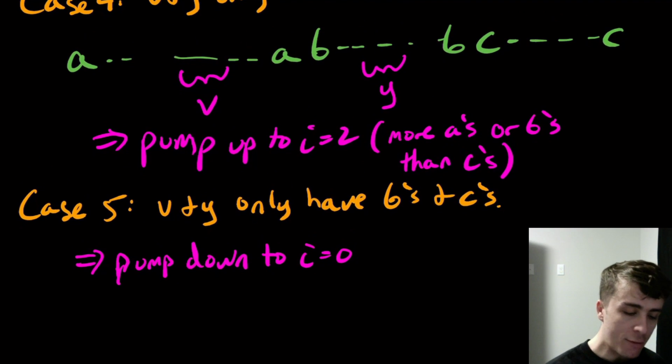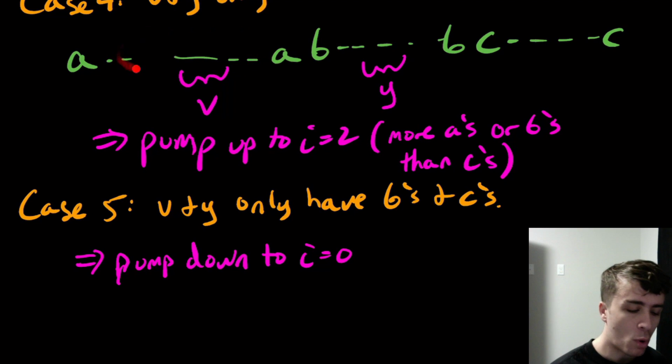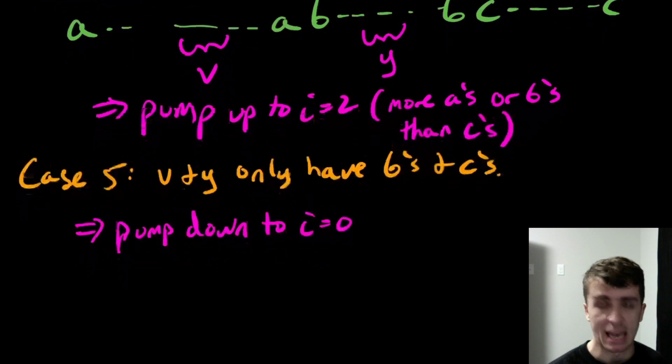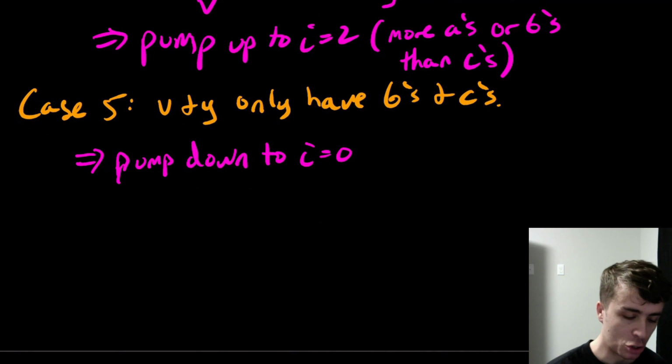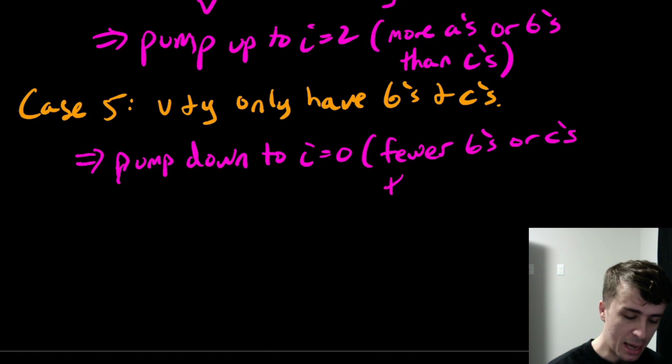So whichever one of these V or Y is non-empty, I have no idea which, when we pump down, we'll take one B or C with it, or maybe both. In either case, we're going to have more A's than B's or C's, whichever one is the case, and that'll break the condition to be in the language. So we'll have fewer B's or C's, I have no idea which, than A's.